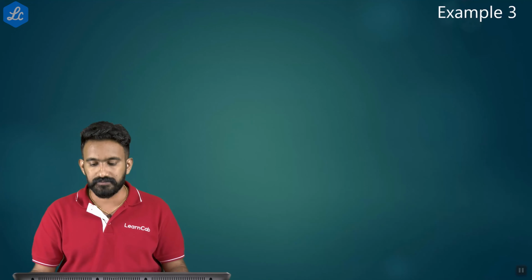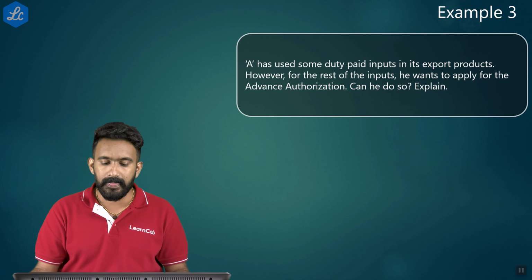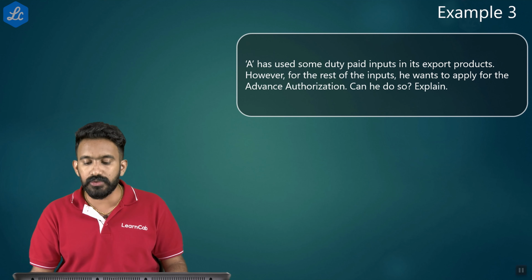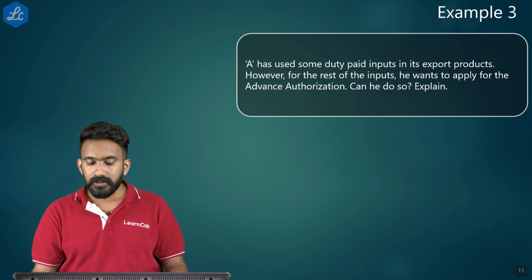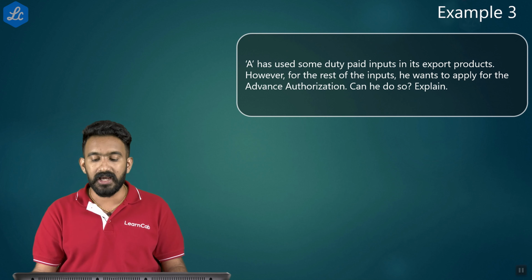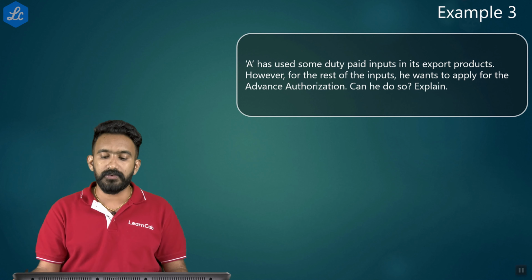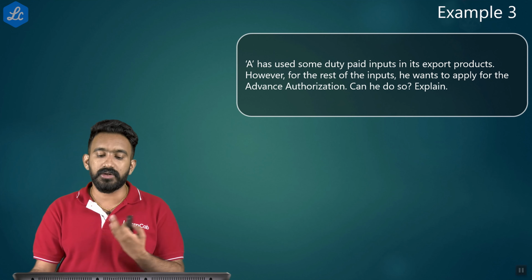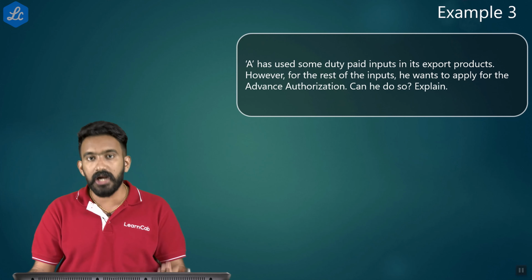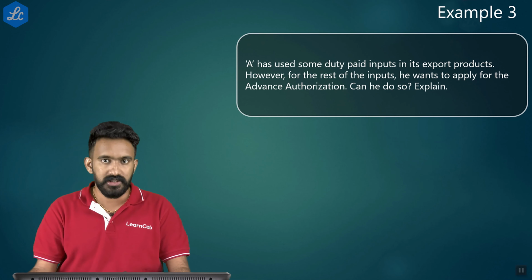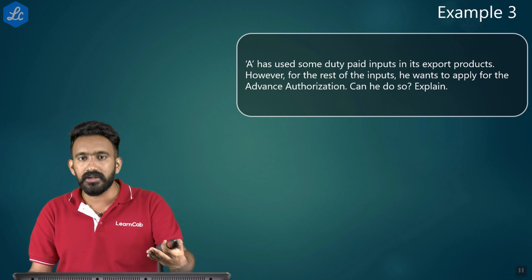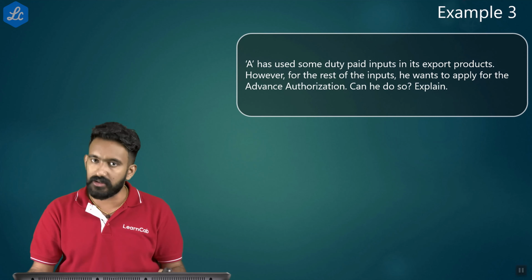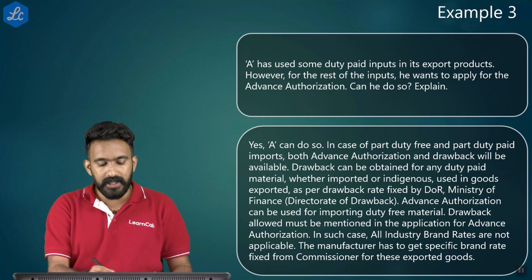As simple as that. Next example, A has used some duty paid inputs in its export product. However, the rest of the inputs he wants to apply for advance authorization. Can he do so? Can he go for payment of duty in some, advance authorization for some other? Yes, there is drawback that I can claim, duty drawback I can claim for those duty paid, and those other product I can go for an advance authorization. So I can do so.